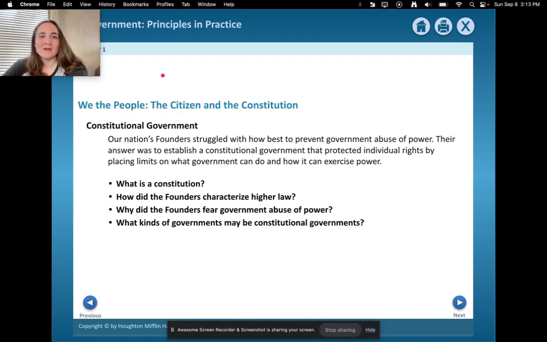Okay. So with the constitutional government, our nation's founding fathers struggled with how best to prevent government abuse of power. Their answer was to establish a constitutional government that protected individual rights by placing limits on what governments can do and how it can exercise power. So we're getting a little bit more into the mix of history and how our Constitution came about.